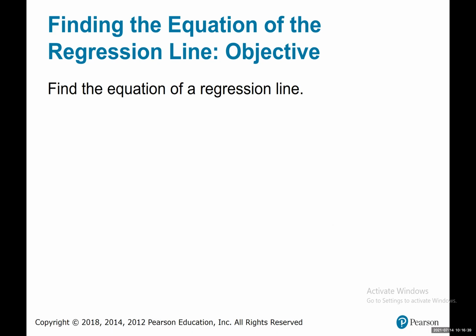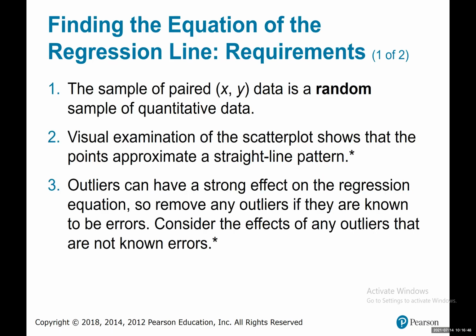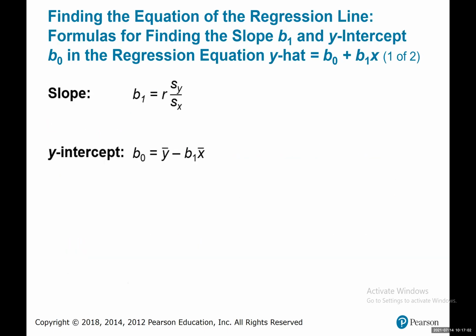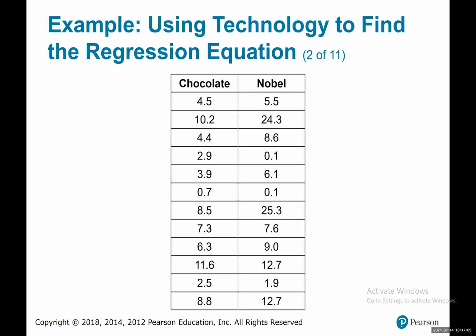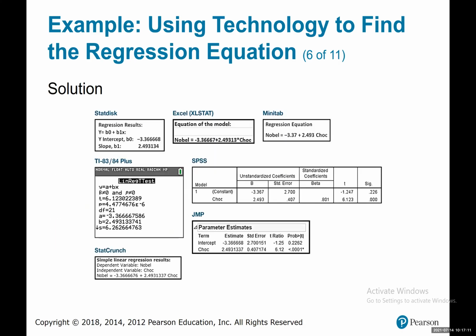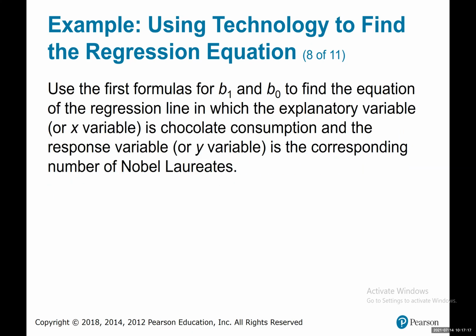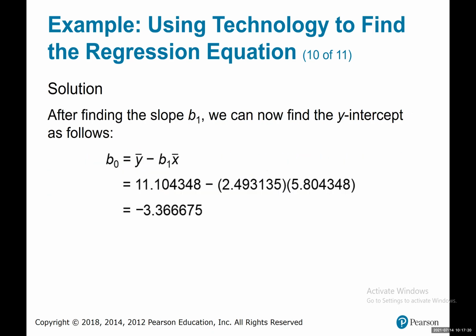Find the equation of a regression line. Same thing, random sample. We have to visually examine to make sure it's a straight line. If there are any outliers, we're going to remove them. Our calculator will give us the line, so we don't really need to use the formulas. So let's just do an example from the textbook again.